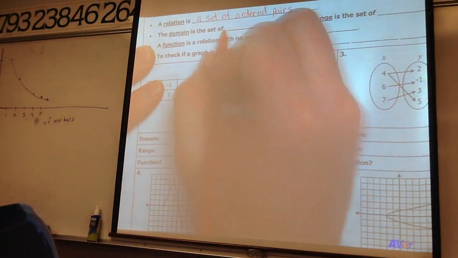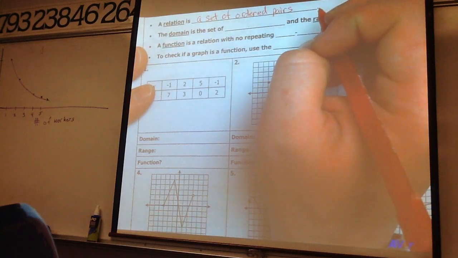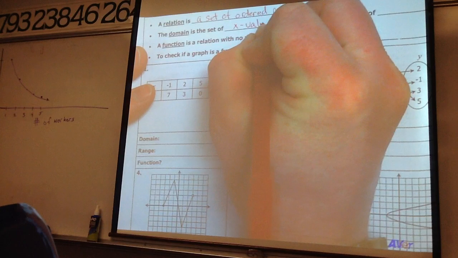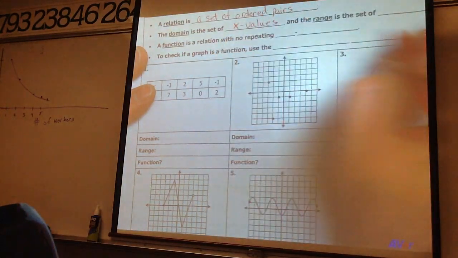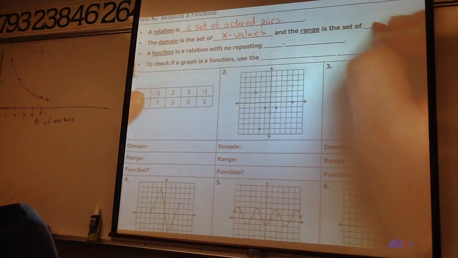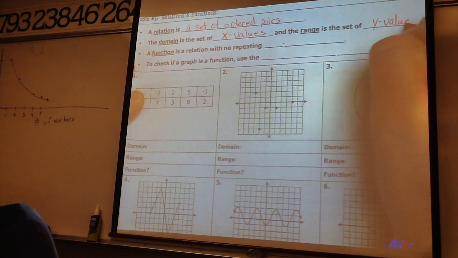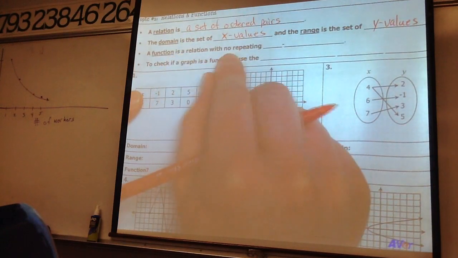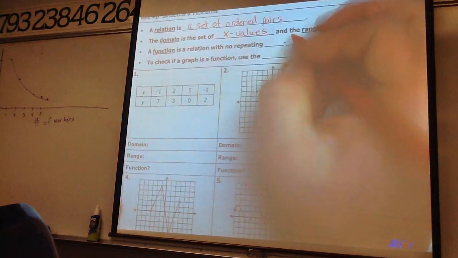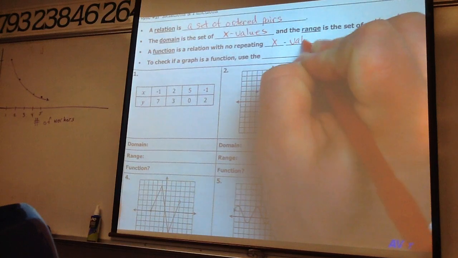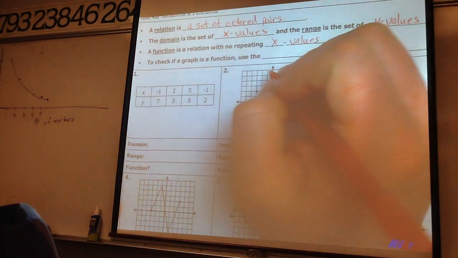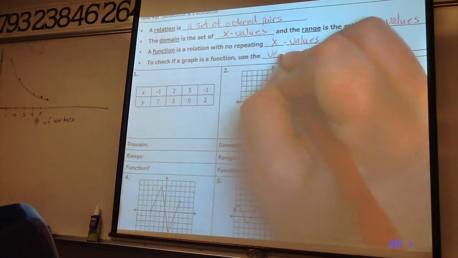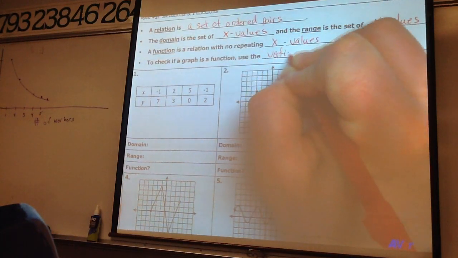The domain is the set of, what is domain? Input values, or x values. Input and x, same thing. The range is the set of y values. In order to be a function, there can be no repeating x values. And to check if a graph is a function, use the vertical line test. I'll explain how to do that in a second.